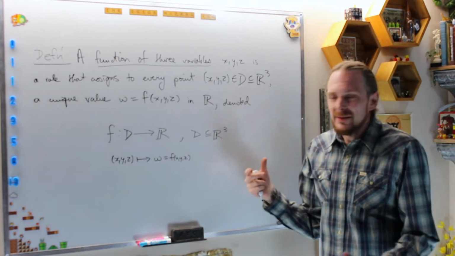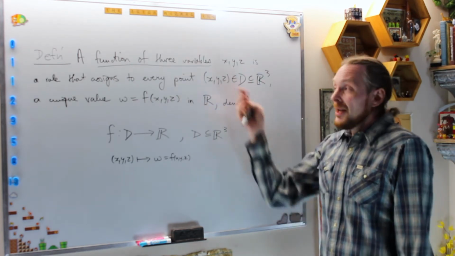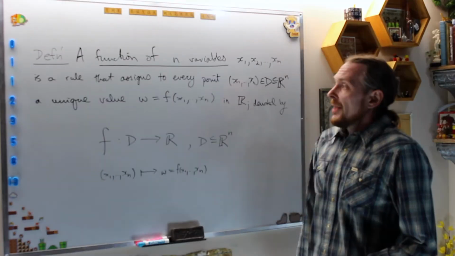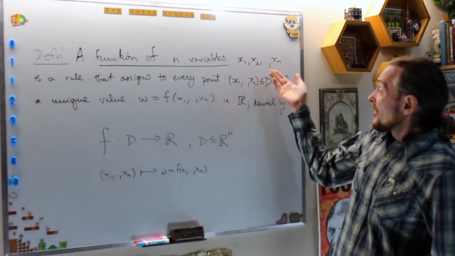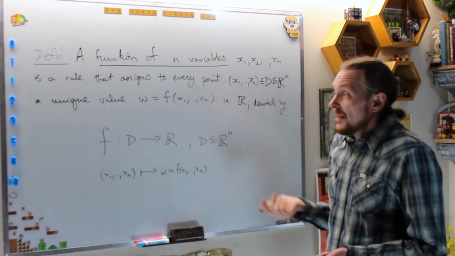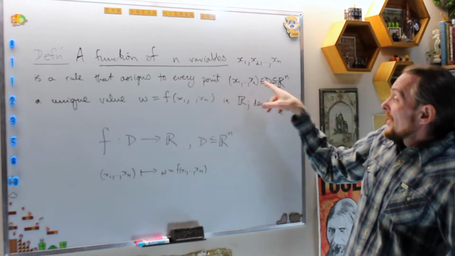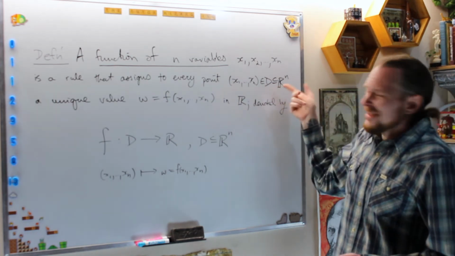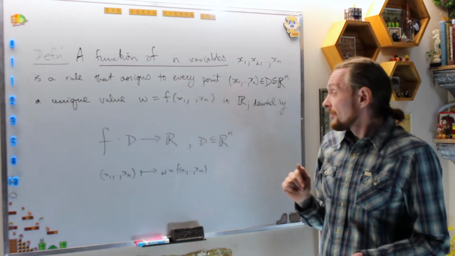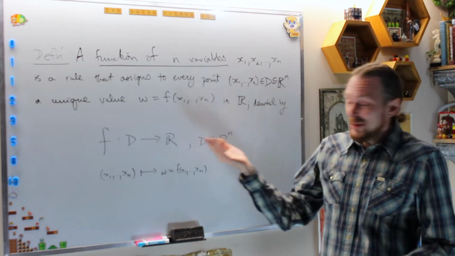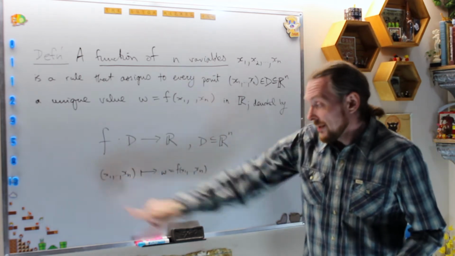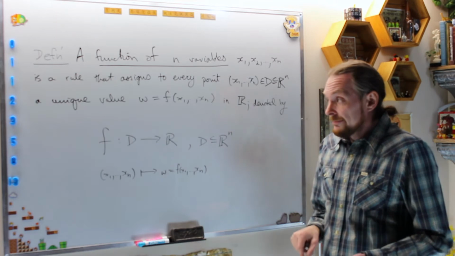Before we proceed, we're going to focus for the rest of the video on these functions specifically. Before we do that, we'll give the definition of a function of n variables. A function of n variables, x1, x2 to xn, we use an index because we don't know how many there are, up to n, so at any dimension you want, is a rule that assigns to every point x1 to xn in a subset D of Rn a unique value w, which is f of x1 to xn, a real number. Again, we use the same notation. f maps from D to R. D is a subset of Rn, and it maps these points to the real number w.